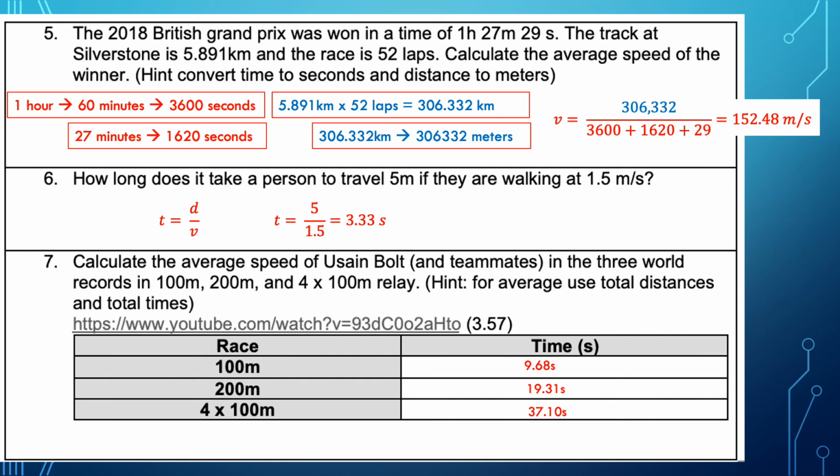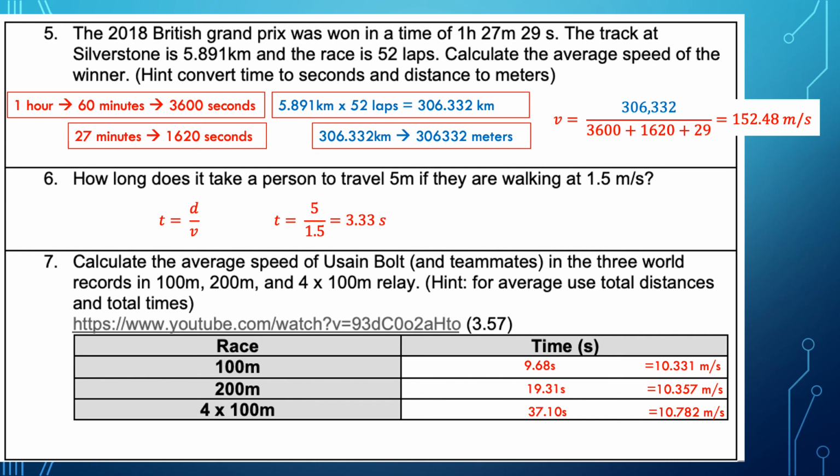Now, each of these is quite simple. If you want the speed, you just get the distance divided by the time. So what you would do here is you would divide 100 meters by 9.68, 200 meters divided by 19.31, and for the third one, you'd have to do a total of 400 meters because that's the total distance that they ran, and divide that by 37.1 seconds. And the speeds that you should get are on the screen.